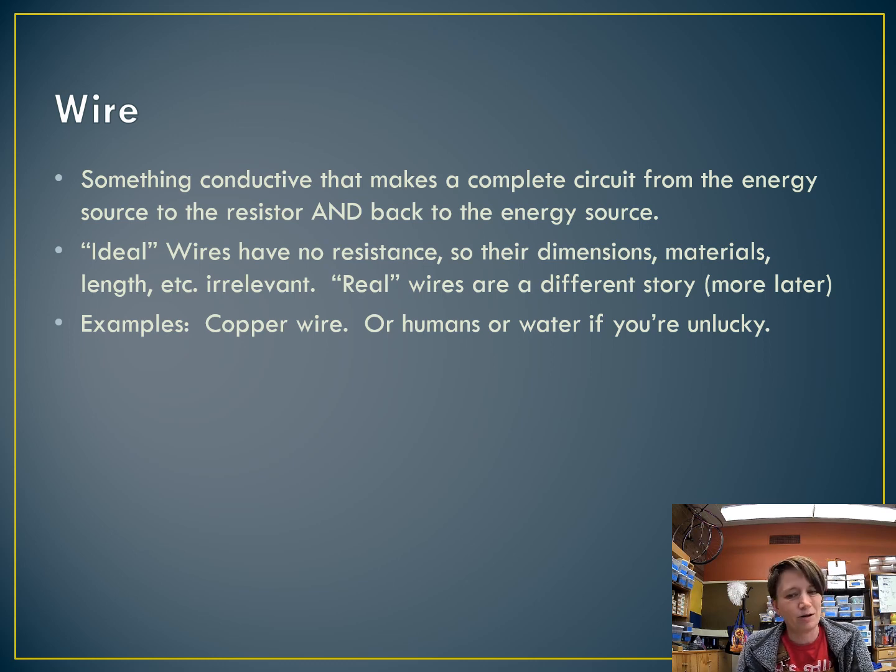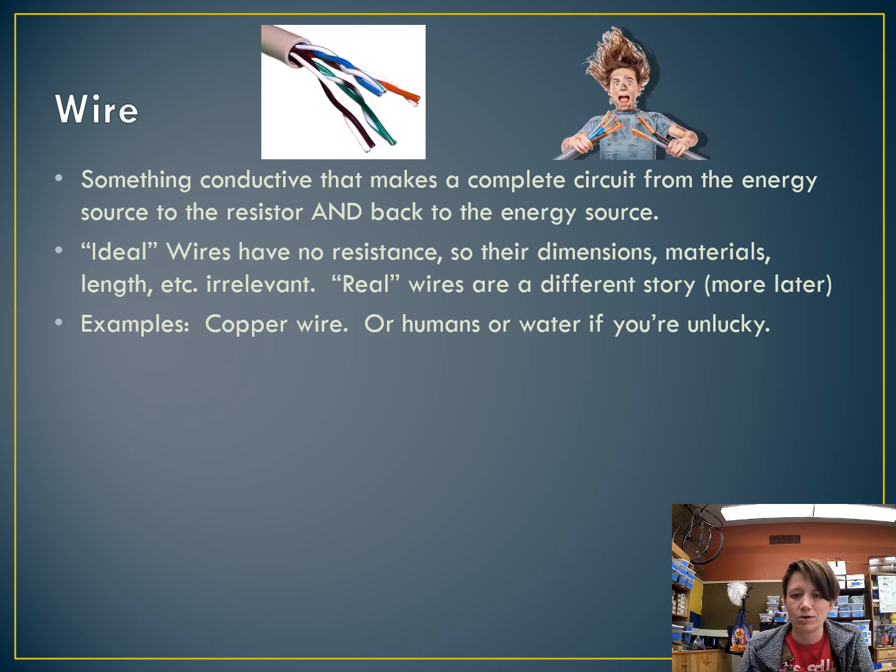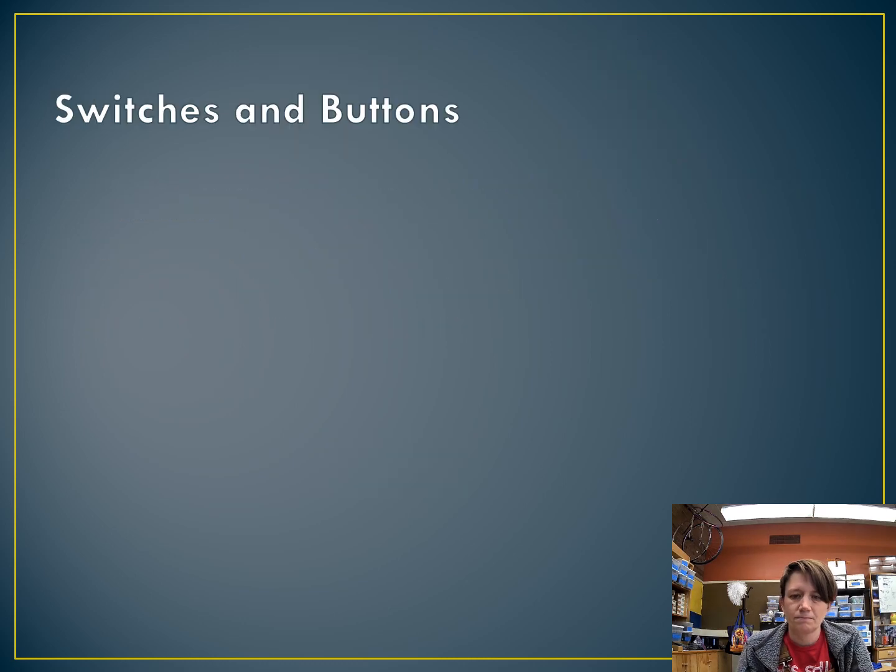Examples of things that can be wires: mostly copper wires. Of course, if you happen to touch two parts of a circuit and a very high energy source, sometimes a person can act as a wire as well because we are also conductive. In circuit diagrams, wires are represented just with plain lines that connect one part of the circuit to the other.